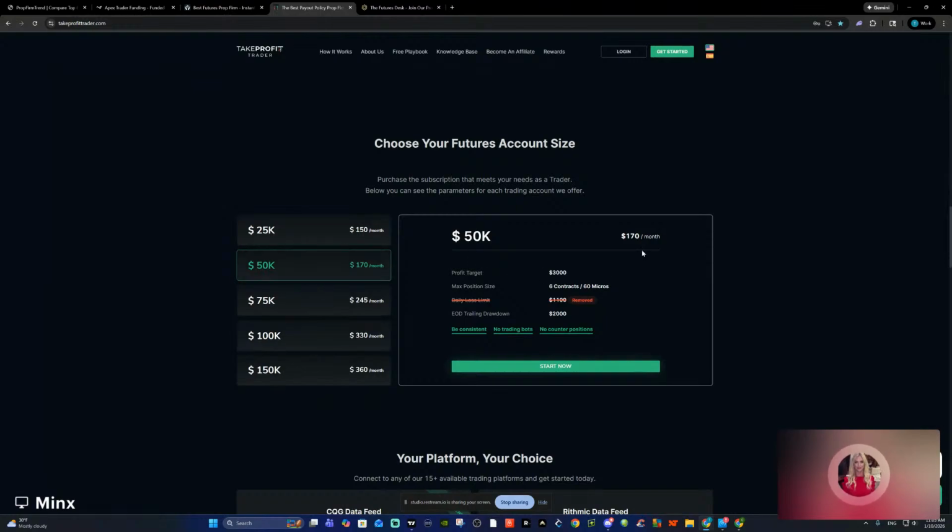I think this is actually $100 or maybe even less because it's 40% off. But profit target for this one is 3,000. So most of the firms that have the 50K accounts, you've got a profit target of 3,000. Your end of day trailing is 2,000.